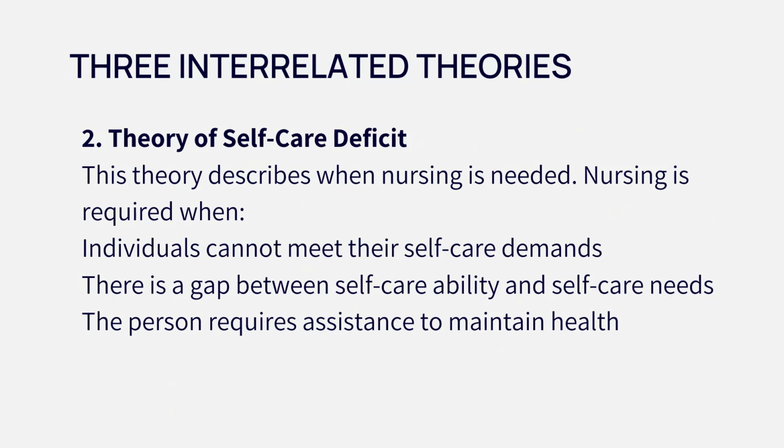This theory describes when nursing is needed. Nursing is required when an individual cannot meet their self-care demands, that is, there is a gap between self-care ability and self-care need. The person requires assistance to maintain health. The theory of self-care deficit says that when the patient is unable to do his own self-care activities, maybe during illness or due to some disease condition, there is a gap between self-care ability and self-care needs.